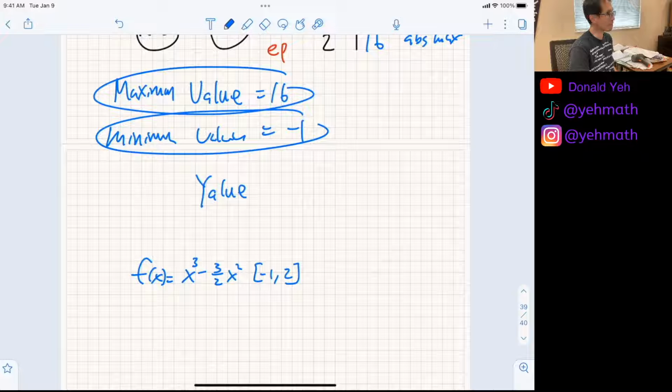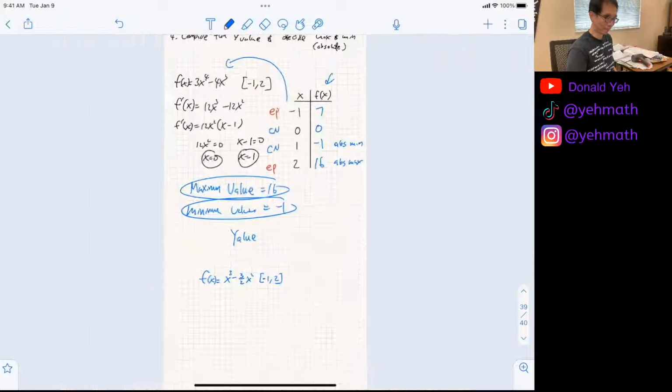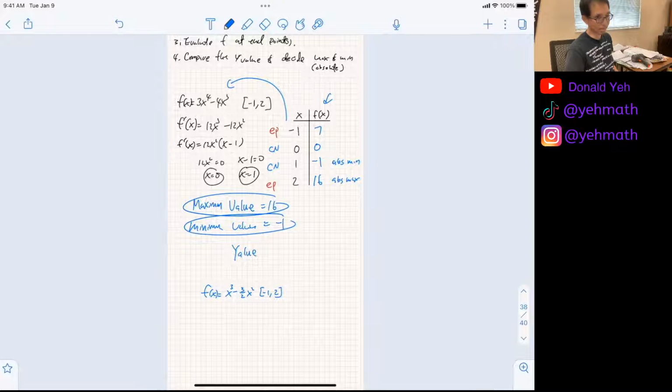Wait, Mr. Nick, for the other example, we got our values from the table. Mhm. And we plugged just the interval into the actual equation. We plug the critical numbers and the endpoints into the original function to compare. You compare and then decide. Whatever is highest is your absolute maximum value. Whatever is lowest is your absolute minimum value.